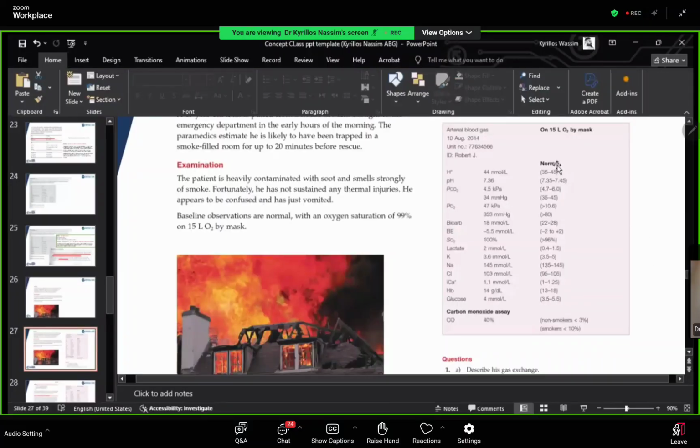And here we have the labs. Be aware of something really high yield. When you see the labs here, you spot the carbon monoxide assay, which here is 40, and the slide here gives you that in a non-smoker it is okay below 3, and in a smoker it is okay below 10. So I think we all have the answer, which is carbon monoxide poisoning.